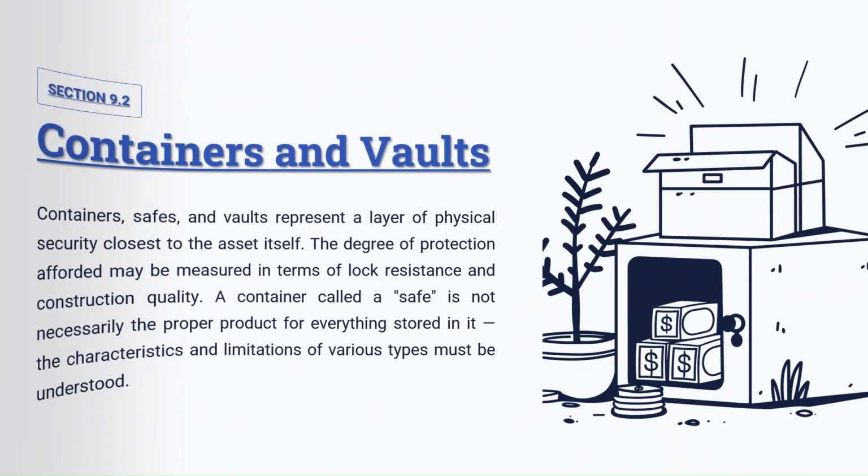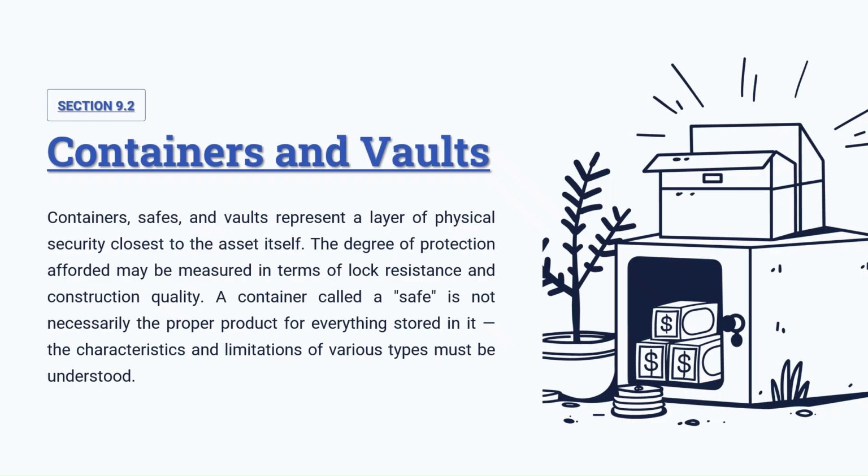Containers, safes, and vaults represent the innermost layer of physical security, protecting the asset itself. Their effectiveness depends on factors such as lock resistance, material strength, and construction quality. A container labeled as a safe does not automatically guarantee protection for all types of threats. Different assets require different levels of protection, and understanding the limitations of each type is essential. In structural security, protection becomes more focused and specialized as we move closer to the asset.